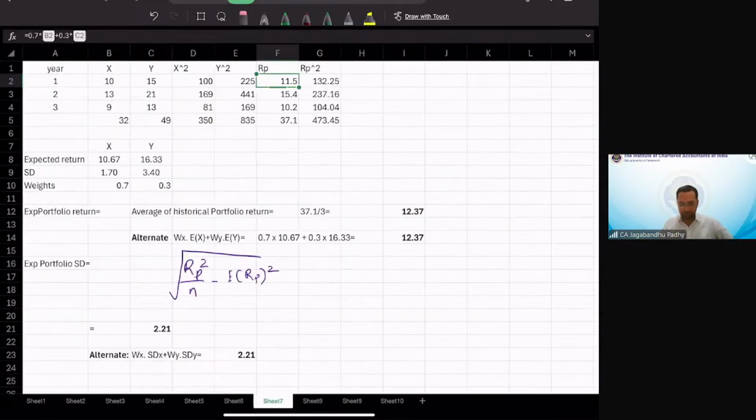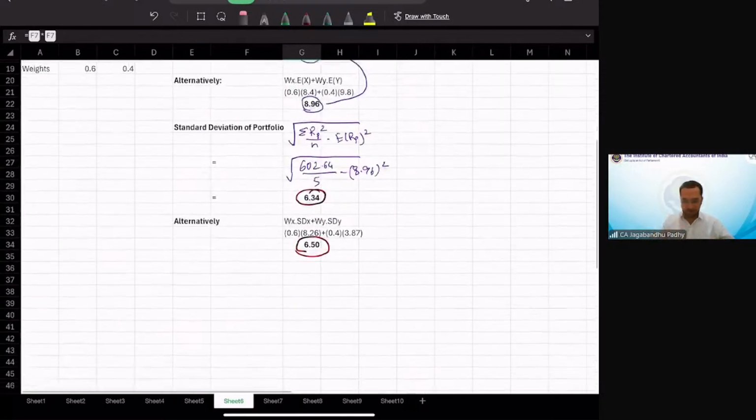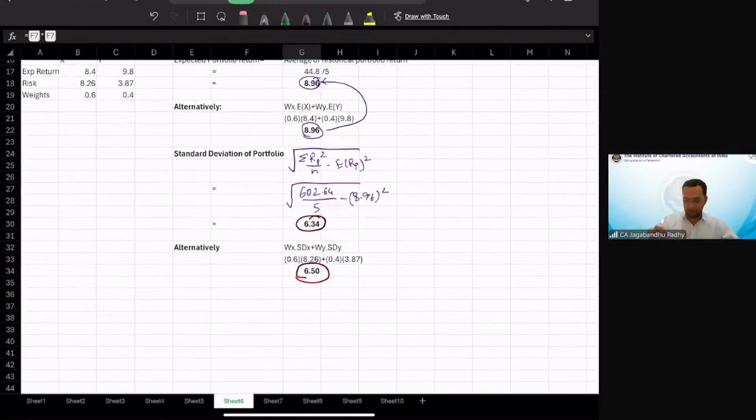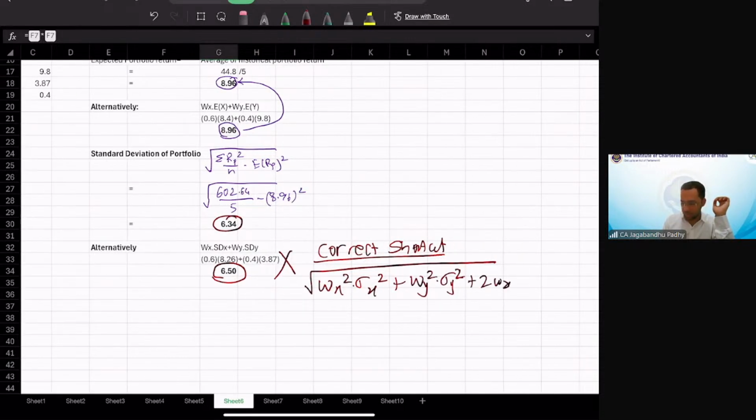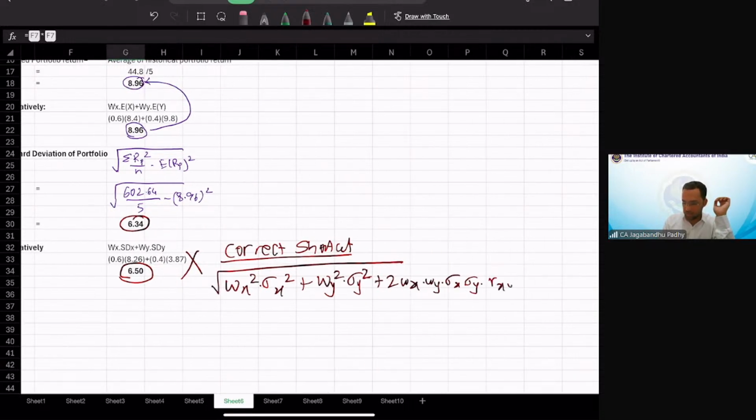Let me show you this one. In the first case, if I apply this formula, anyways, this was the incorrect one. So the correct shortcut method is what? The correct method would be the square root of weight of x square into standard deviation of x square plus weight of y square into standard deviation of y square plus 2 into weight of x, weight of y, standard deviation of x, standard deviation of y, and correlation between x and y.